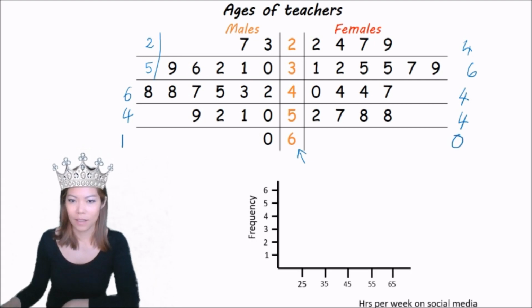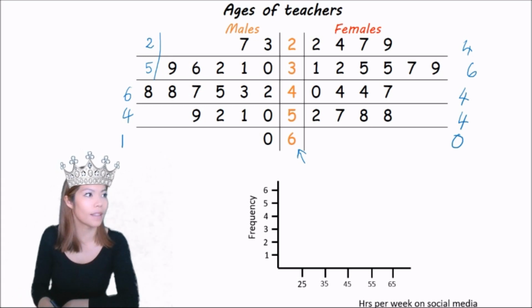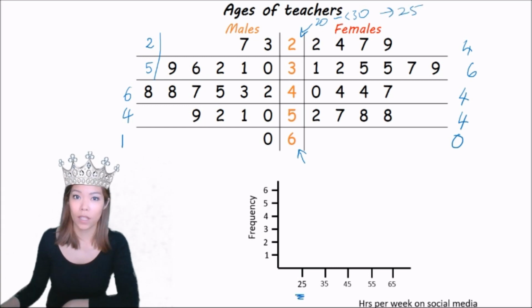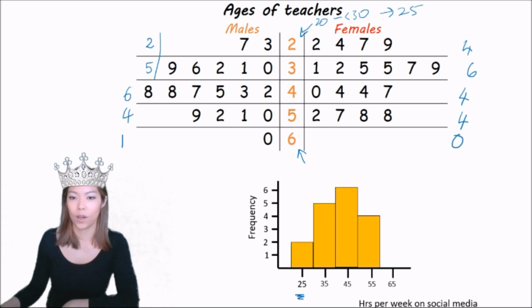So let's do the axes. And I've again used the midpoint of each of the values. So here we're going by tens. So this first stem here represents 20 to less than 30. So halfway of that is 25, hence why we have 25 down here. So for the male set of data, we have 2, 5, 6, 4, and 1. We can join these with the dots in the midpoints. And there's our frequency polygon.